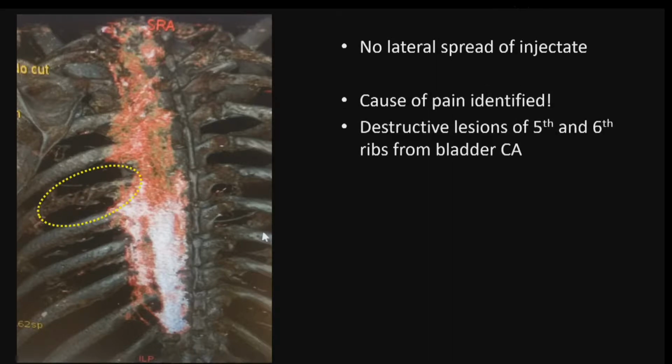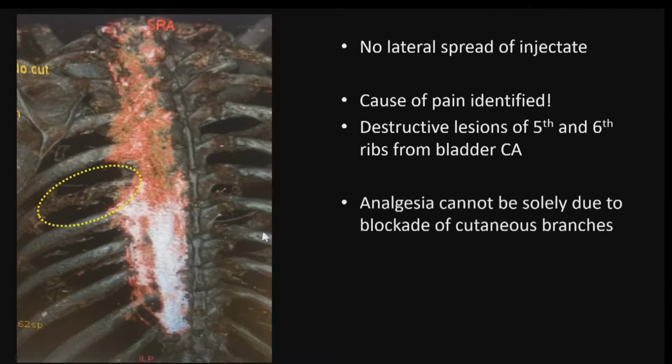But what was more remarkable was that we identified the cause of his pain, and it was not a neuropathic pain as such, but rather there were destructive lesions of the 5th and 6th ribs identified, arising from bladder cancer. What this then implied to us was that the analgesia that he had obtained could not solely be due to blockade of cutaneous branches.